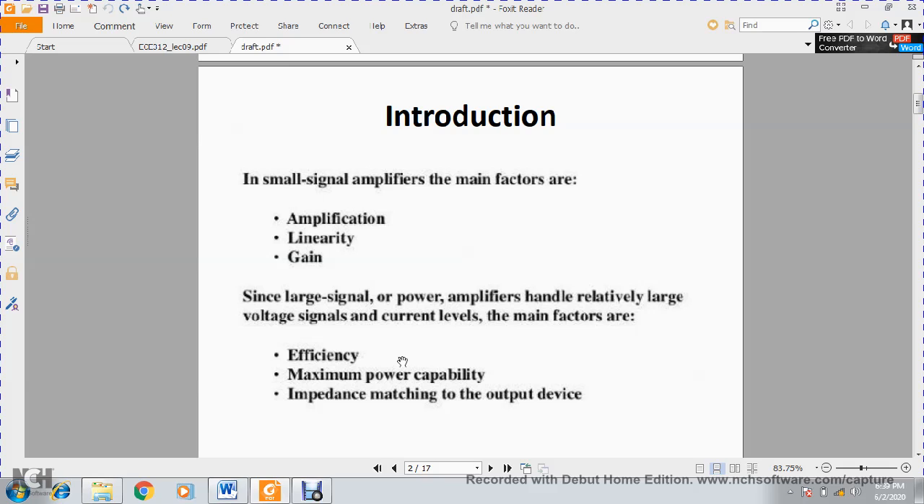Secondly, the large signal amplifier, or we call it a power amplifier, handles relatively large voltage signals or current. The main factors of these large signal or power amplifiers are efficiency, which we usually call power efficiency, then maximum power handling capacity or capability. Sometimes we also consider power dissipation, which is a very important factor for large signal amplifiers. Impedance matching to the output device is also very much essential in power amplifiers.